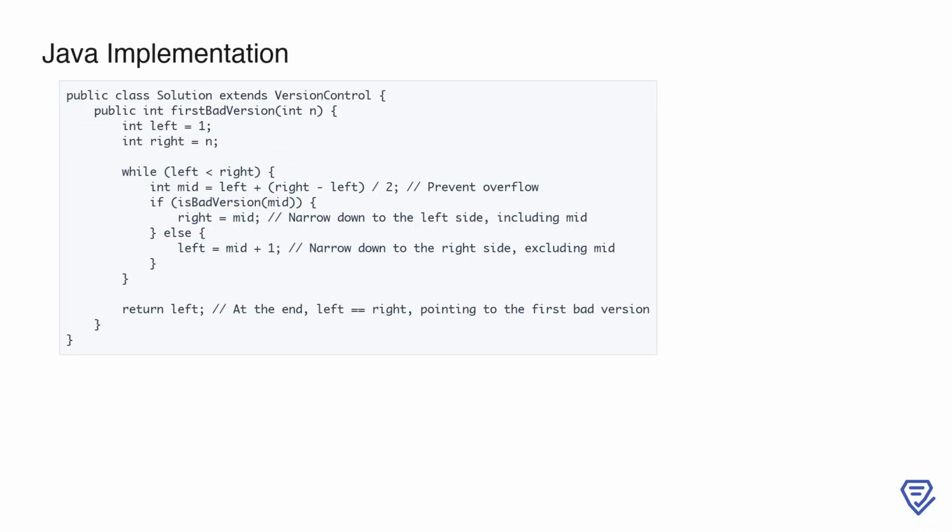This is the Java implementation of LeetCode problem number 278, first bad version. The logic mirrors the Python implementation, utilizing a binary search approach to efficiently find the first bad version. Key differences include Java's type declarations, e.g., int, and the use of the extends keyword to inherit from the version control class. The method avoids integer overflow by using left + (right - left) / 2 to calculate the midpoint.